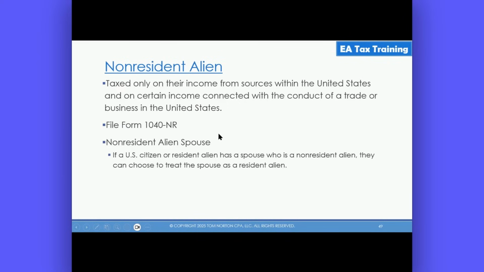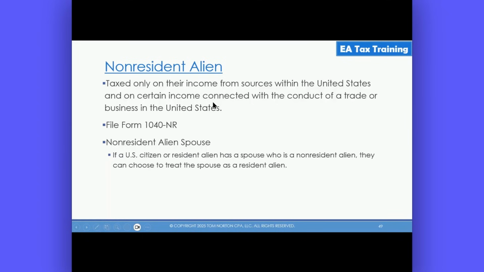So what does it mean to be a non-resident alien? Well, as we hinted at earlier, a non-resident alien is taxed only on their income from sources within the United States and on certain income connected with the conduct of a trade or business in the United States. So I'm just going to call that United States source income. So non-resident aliens are not taxed on their worldwide income. They are only taxed on their U.S.